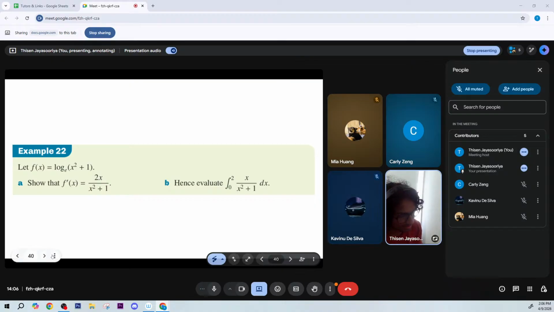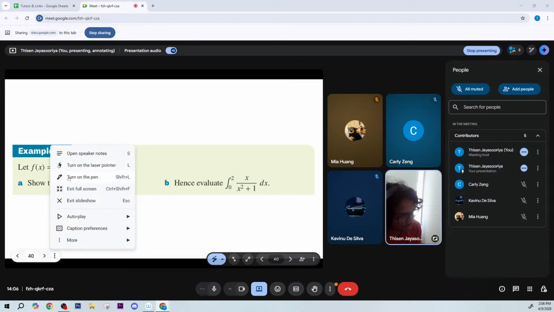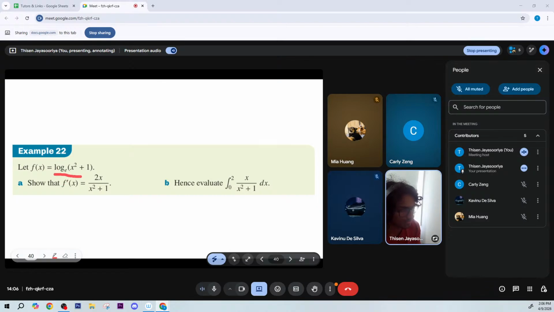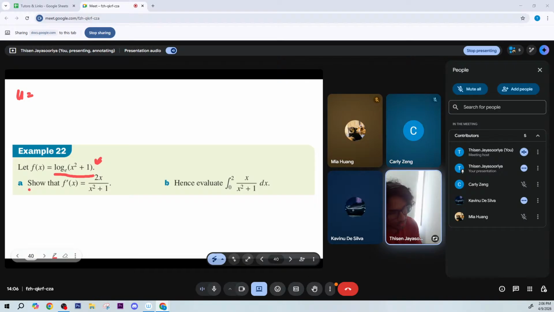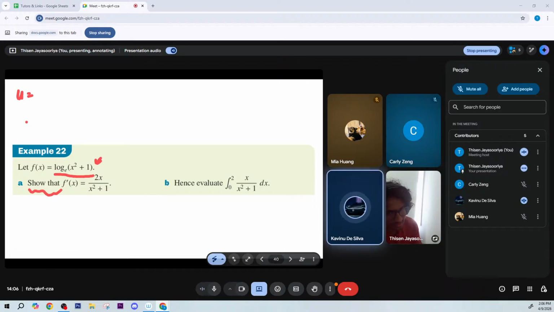So here, Cav, can you tell me the derivative of this function here? How can you show that this is the derivative? It's u dash on u, so since u is x squared plus 1, u dash is 2x on x squared plus 1. Yeah. How would I be able to show that though? How do you show that? You can use chain rule.